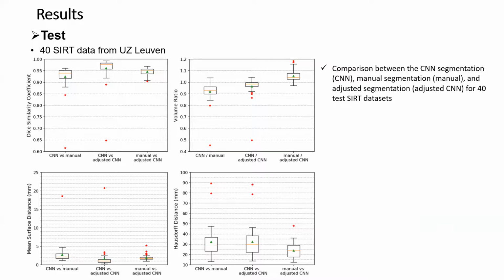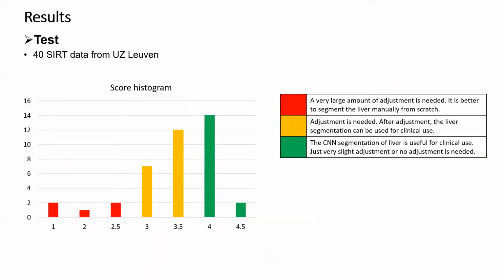In this box below, you can see the CNN segmentations, manual segmentations, and adjusted CNN segmentations from our radiographer. And you see that the adjusted CNN segmentations agree more with the CNN segmentations than the manual segmentations do. And then we show the scores given to these CNN segmentations. You can see that 16 segmentations are quite good and only need very slight adjustment, and 19 segmentations need some adjustment, but after adjustment, they are good for clinical use.